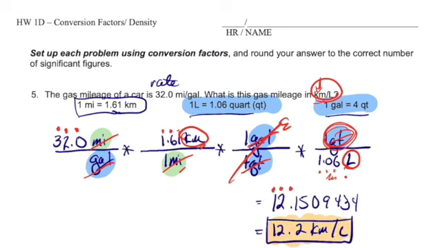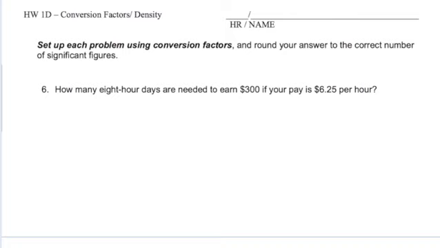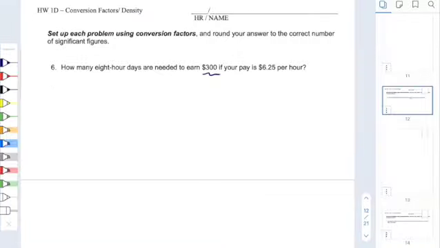And my final answer is 12.2 kilometers per liter. In question 6, how many 8-hour days are needed to earn $300 if your pay is $6.25 per hour? In this problem, I want to find out how long it would take me in terms of work days to earn $300 if my rate of pay is $6.25 per hour.